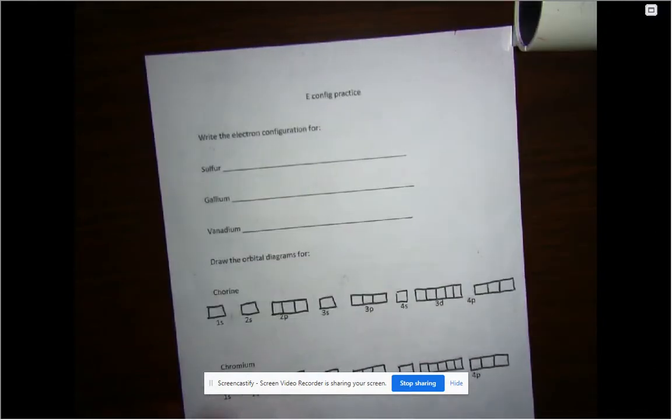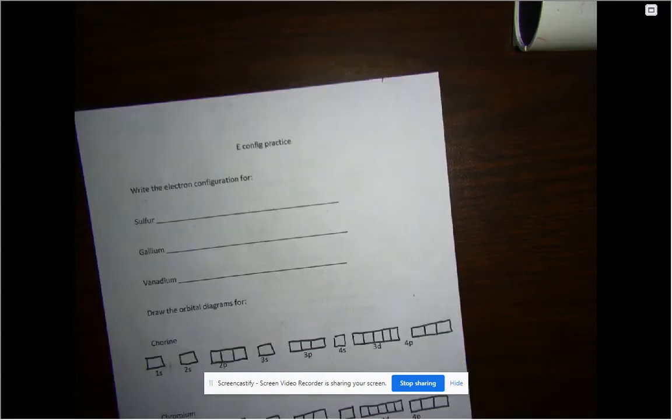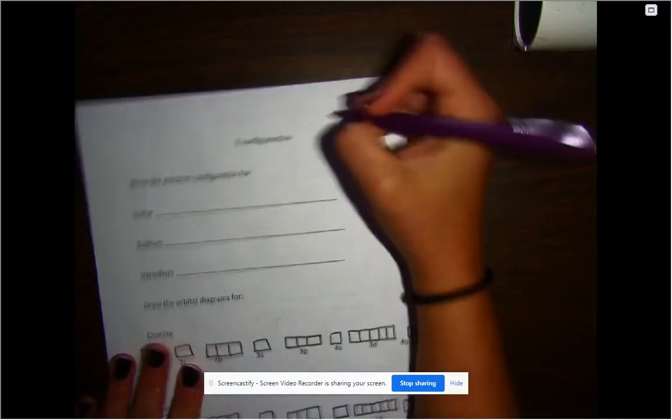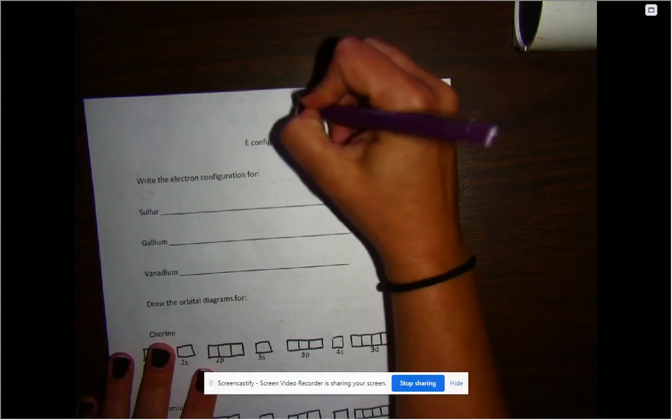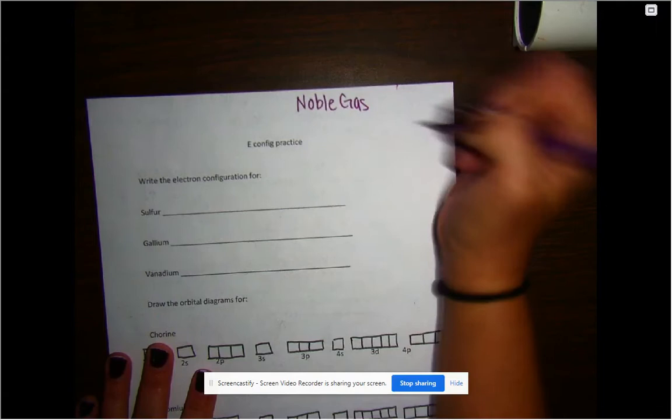So we're going to flip the page over. We're going to look at this part, okay? All right. So what we're going to go over today is something called noble gas notation, all right? And we're going to write 2 sentences, and then we're going to try it, and you guys are going to love it because it's less things to write.